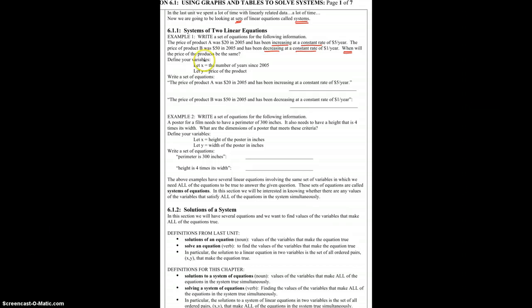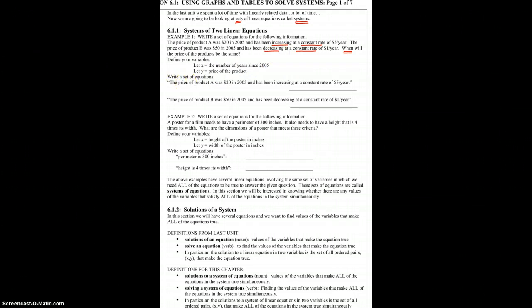So if we define our variables and let x be the number of years since 2005, so that's kind of our starting year, and let y be the price of the product. The price of the product depends on which year we're in, since they're changing each year. So we're asked to write a set of equations.